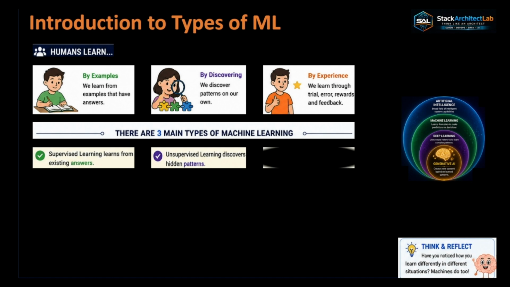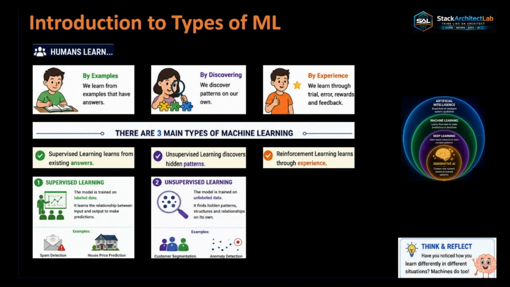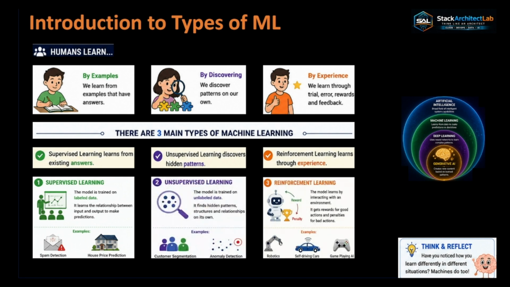Each solves a different type of problem here. You see here, I mapped everything with the human example only, the unsupervised, and this is reinforcement. So you can map it, correct? By example, supervised learning. By discovering the patterns, unsupervised. By experience, correct? By trial, error, reward, and feedback, reinforcement learning. Correct? Cool. And let's move to the next part.